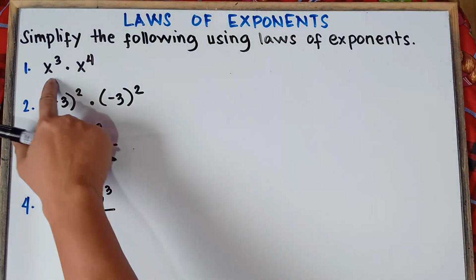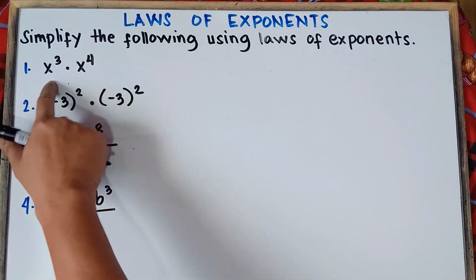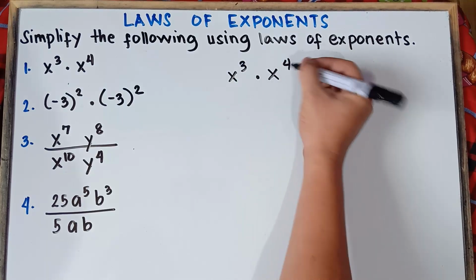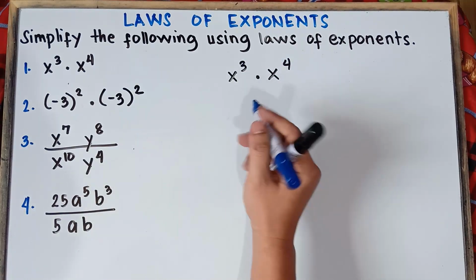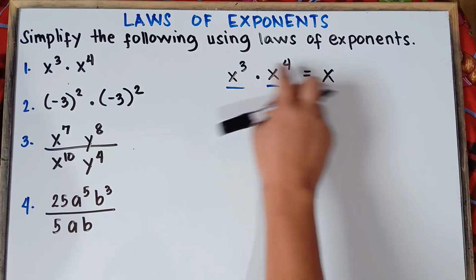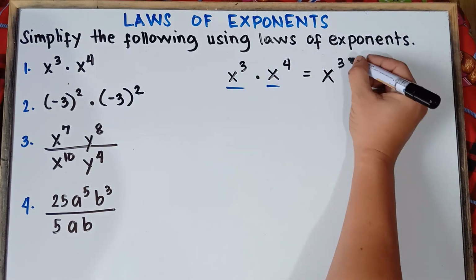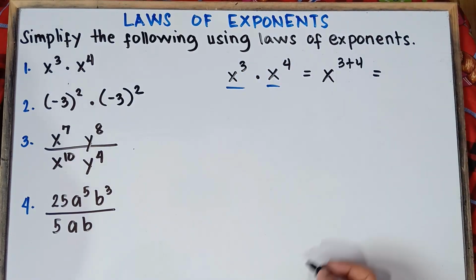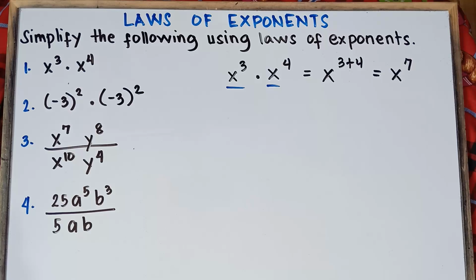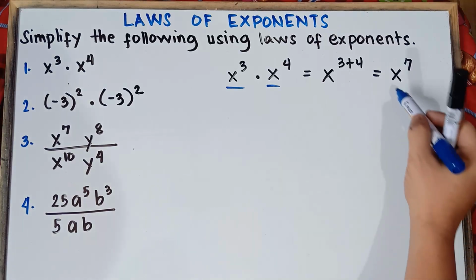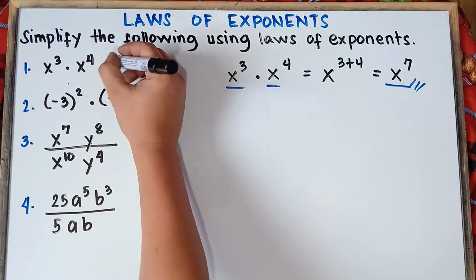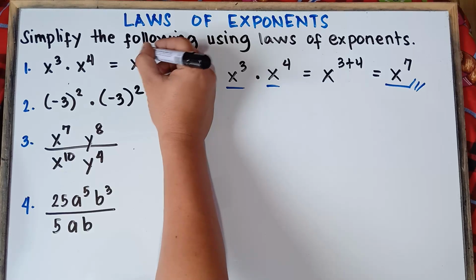We can apply the product rule because they have the same bases. So x cubed multiplied by x raised to the power of 4. Once again, these are the bases, x, same bases. We can copy the base and then simply add the exponents, 3 plus 4. Therefore, our answer would be x raised to the power of 7. That's it, class. 3 plus 4, that is 7. All set for example number 1. Our answer is x raised to the power of 7.